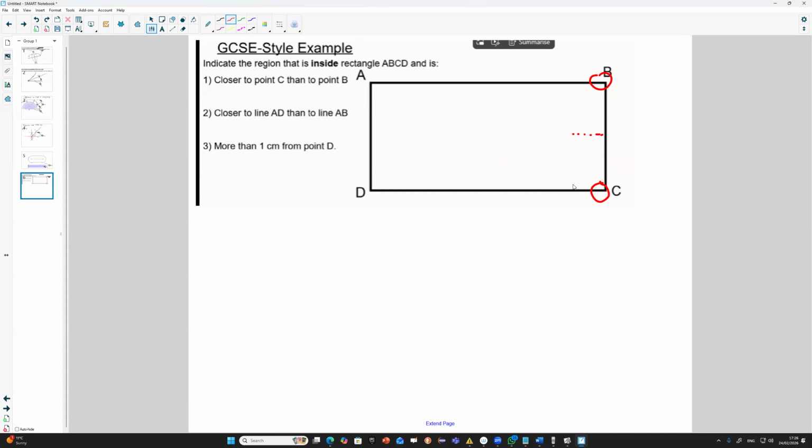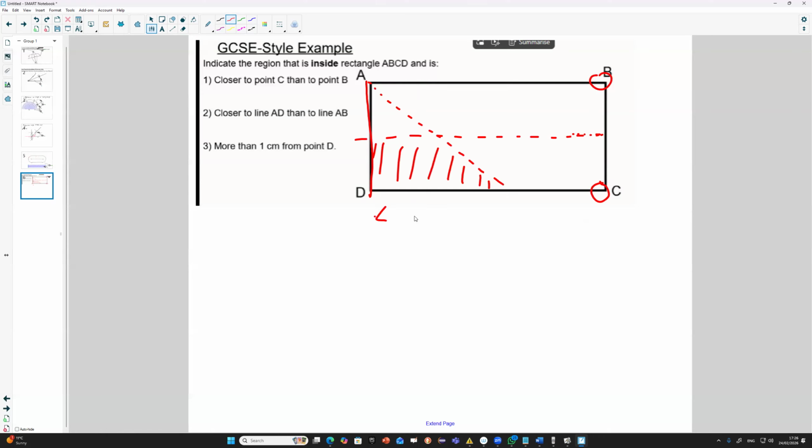Closer to the line AD than the line AB. All of the points that are equidistant from AD and AB would be these points. So if I'm closer to AD, you'd have to be in this bit. I can already see it taking shape. If I do the perpendicular bisector there, the angle bisector there, so far I would need to be in both of those regions. I would need to be in here. And then more than 1 centimeter from the point D.